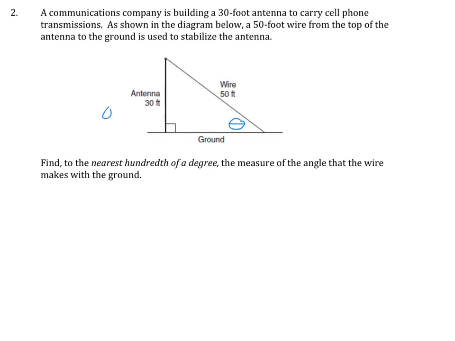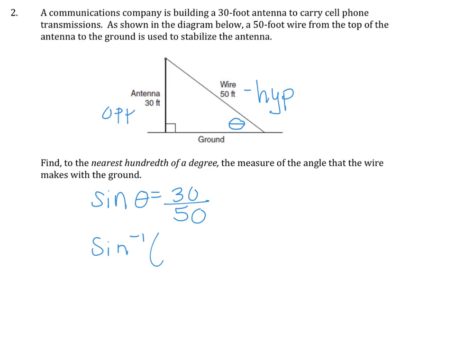We're given the opposite and the hypotenuse. The function that deals with the opposite and the hypotenuse is the sine. So sine of theta is equal to the opposite of 30 feet over the hypotenuse of 50 feet. Use the inverse function because we're looking for the angle. And to the nearest hundredth of a degree, you should have gotten 36.87.